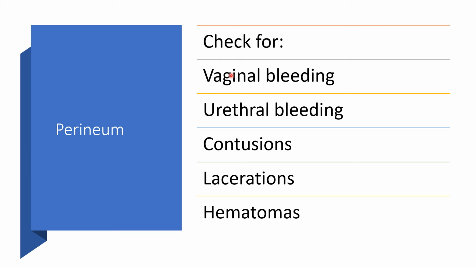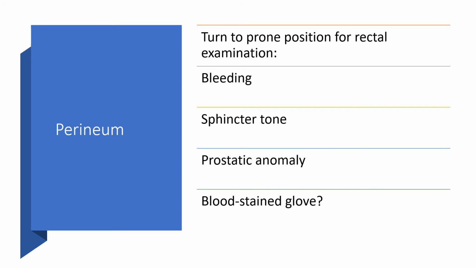And we'll check for vaginal bleeding at the perineum, rectal bleeding, contusions, lacerations, or hematomas. We'll be done with the perineum when we lie the patient prone so that we can have rectal examination done, checking for bleeding, sphincter tone, prostatic anomaly, and blood-stained glove.